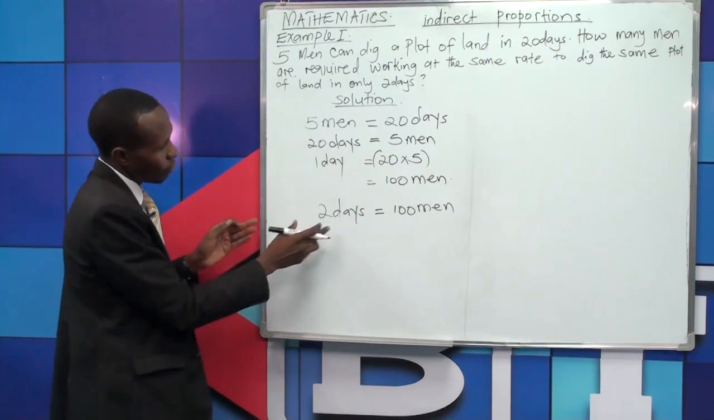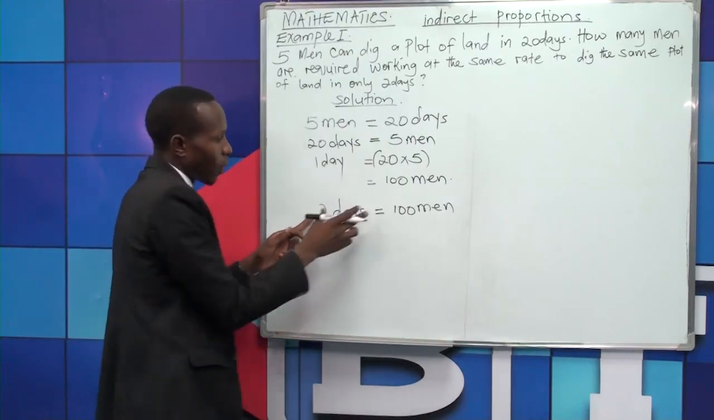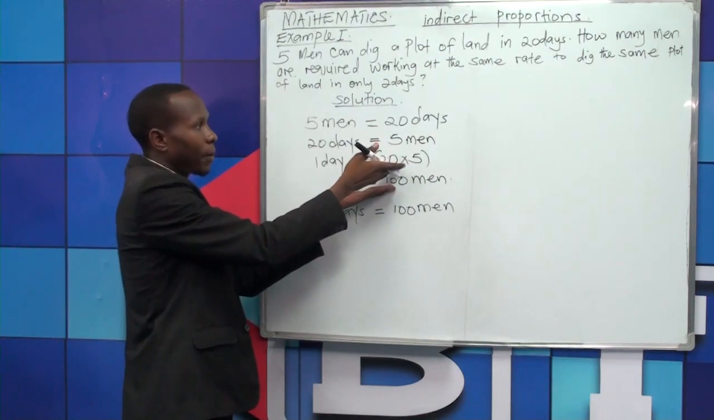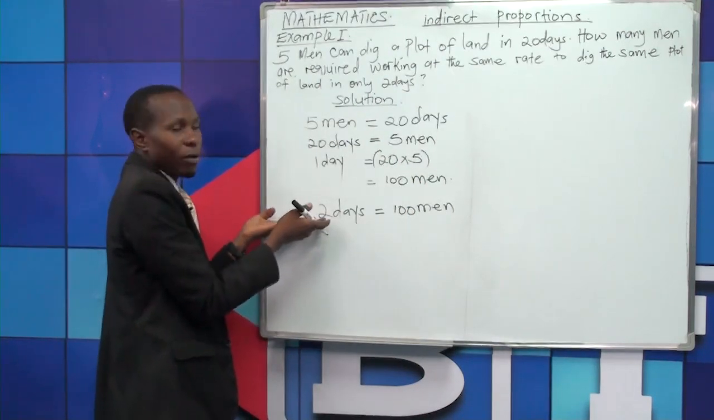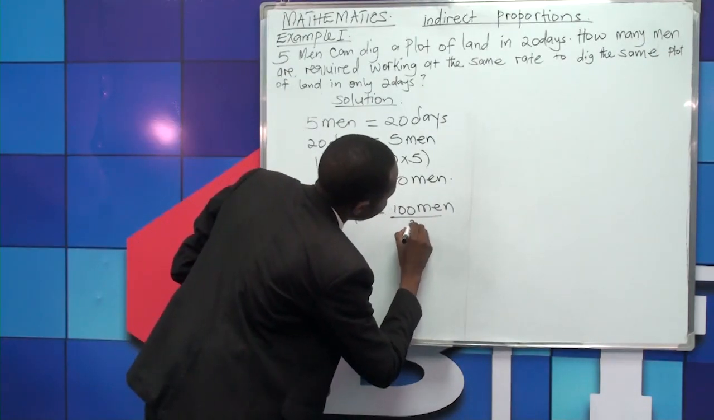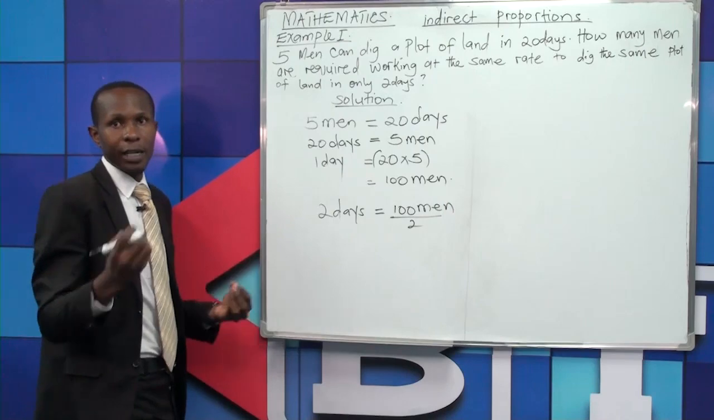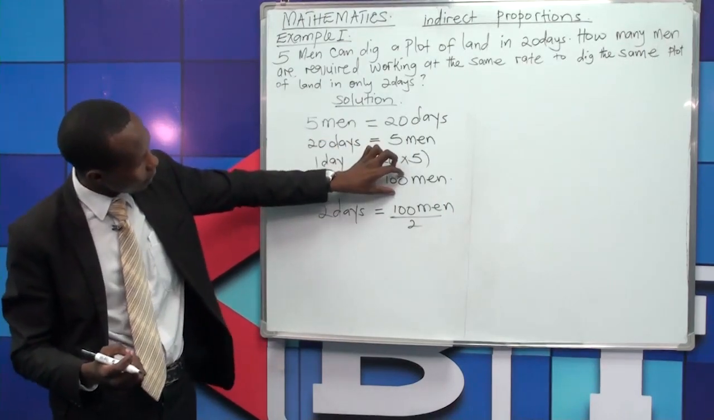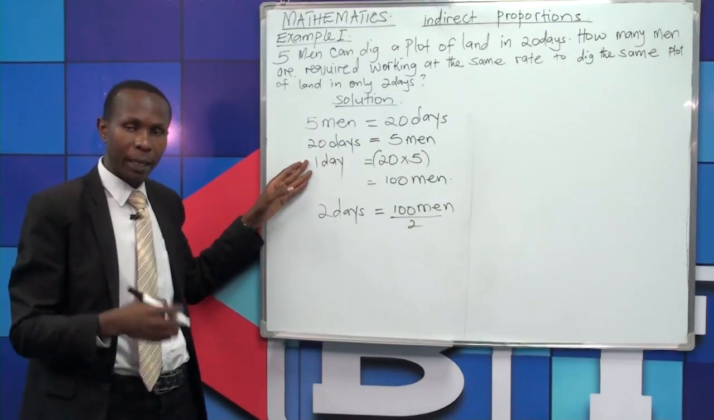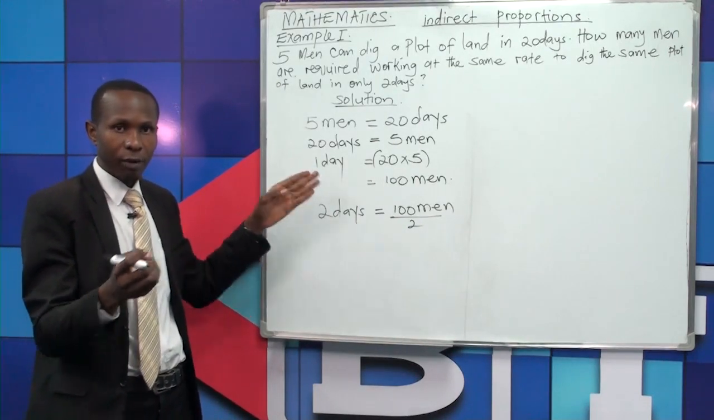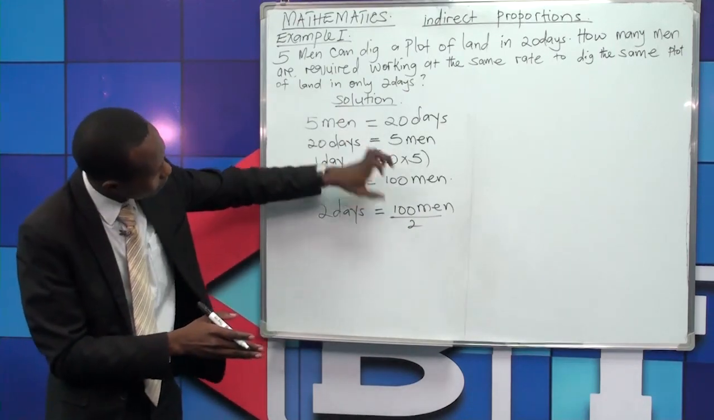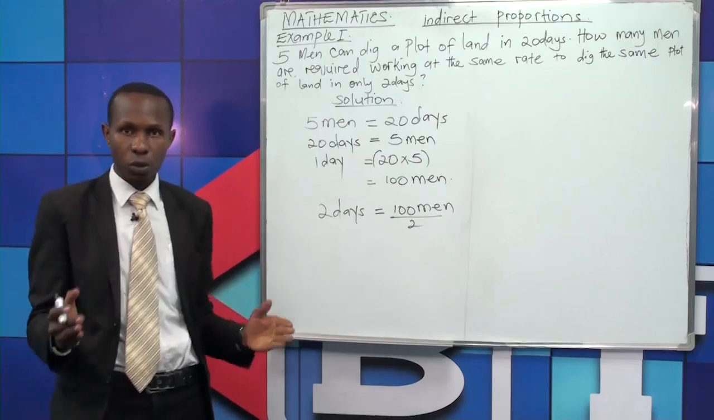So we shall say, finding the number of men who are working in 2 days, we shall get the number of men who are working in 1 day up here, then we divide by the number of days which are required. So I will divide this by 2. And why are we dividing by 2? Because we know 100 men can cultivate this piece of land in 1 day, but now we want 2 days. So if I want to dig that same piece of land in 2 days, we shall get that number of men, we divide them by 2.